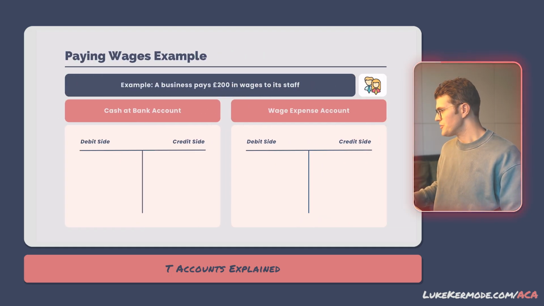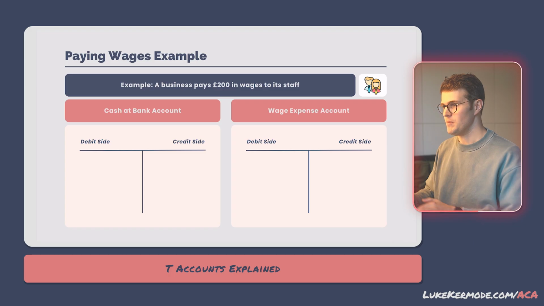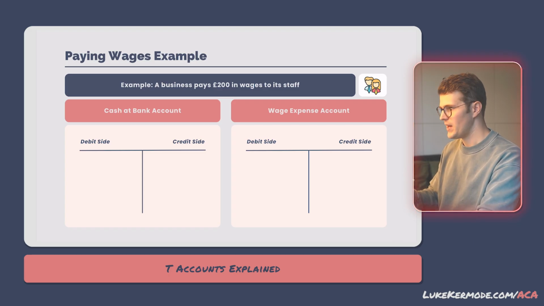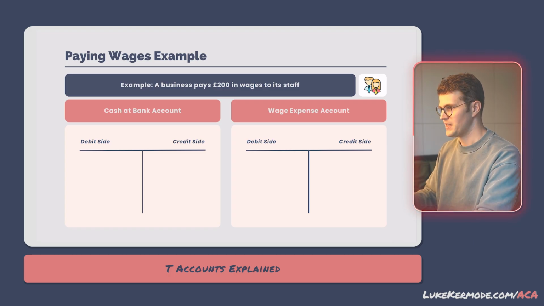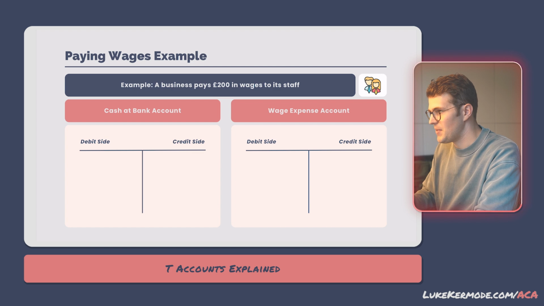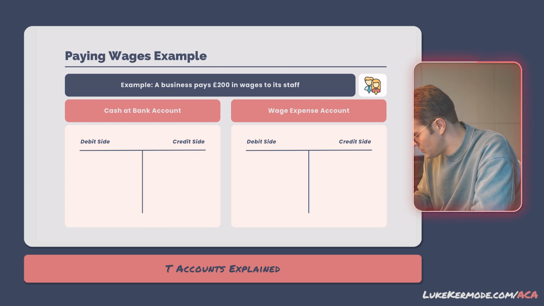Now, instead of a cash receipt, let's look at a cash payment. So in this example, the business pays £200 in wages to its employees. So this is an expense. So we need to increase the wage expense account, which we do by recording a debit entry of £200.